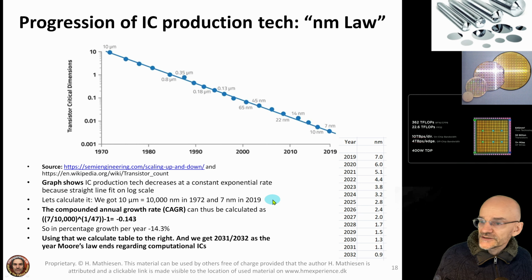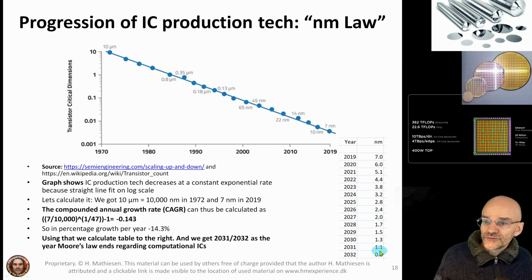So we can use the exact same formula as before. I've done it down here. And we can calculate that each year, on average, we can shrink the size of the features we can produce for any IC by 14.3%. Then I take this percentage and put it into an Excel spreadsheet where I say the first year is 2019 and we had 7 nanometer. That's what we observe here. And then use this negative 14.3% growth to calculate what the nanometer technology would be in the subsequent years.